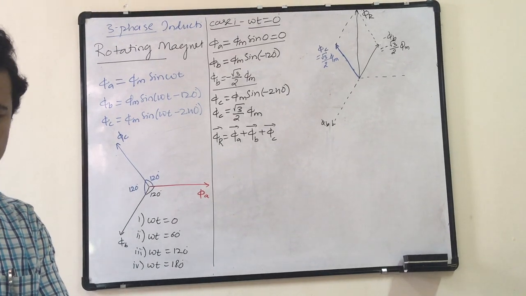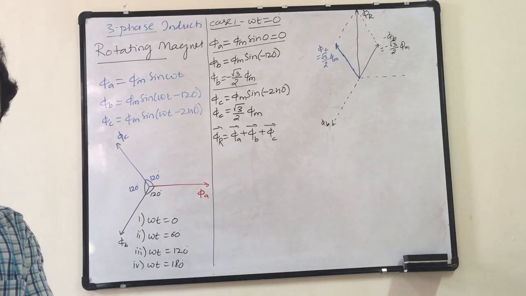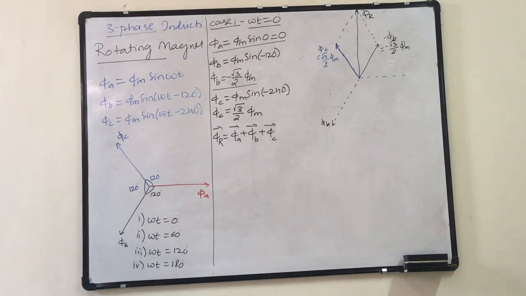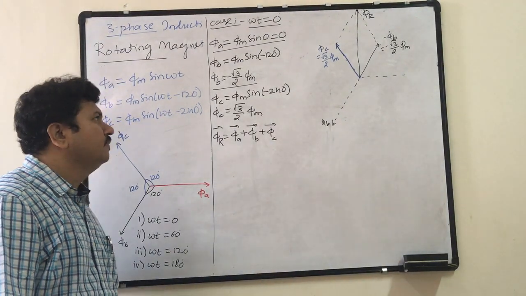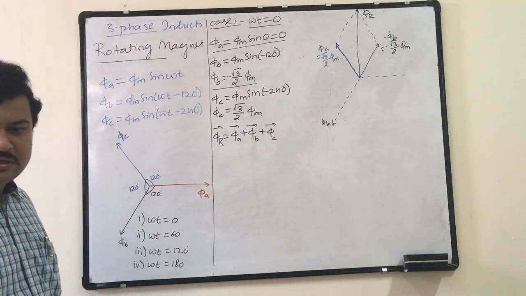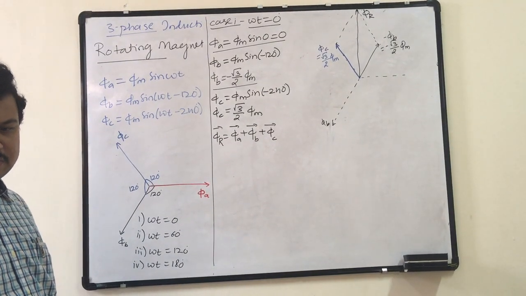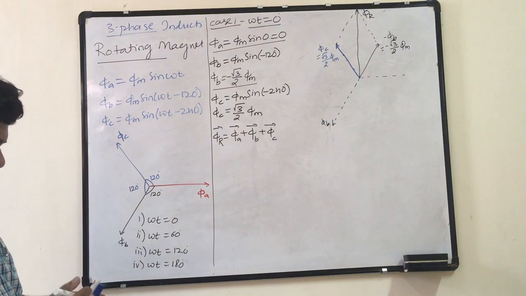The resultant is vertically upwards. I think there is a small shine on the board at that point, but don't worry, in the video it will be clear. Okay. So the resultant is vertically upwards. Now how to get the value of the resultant?